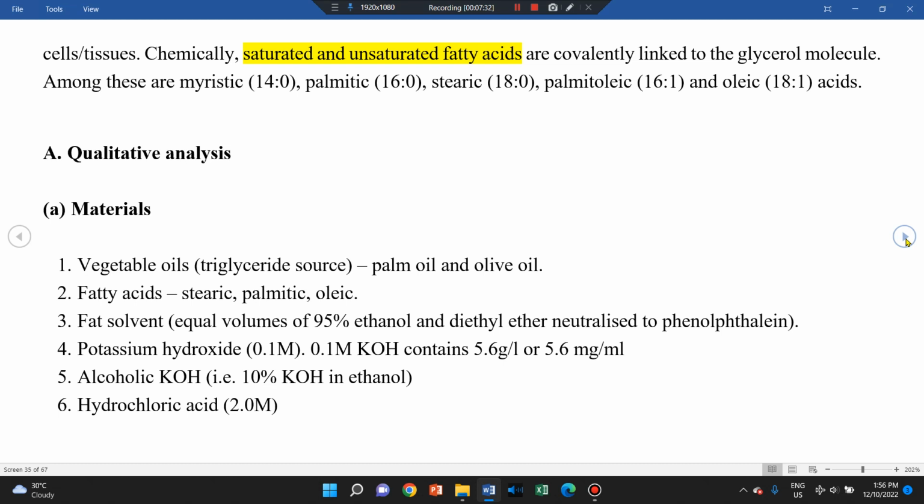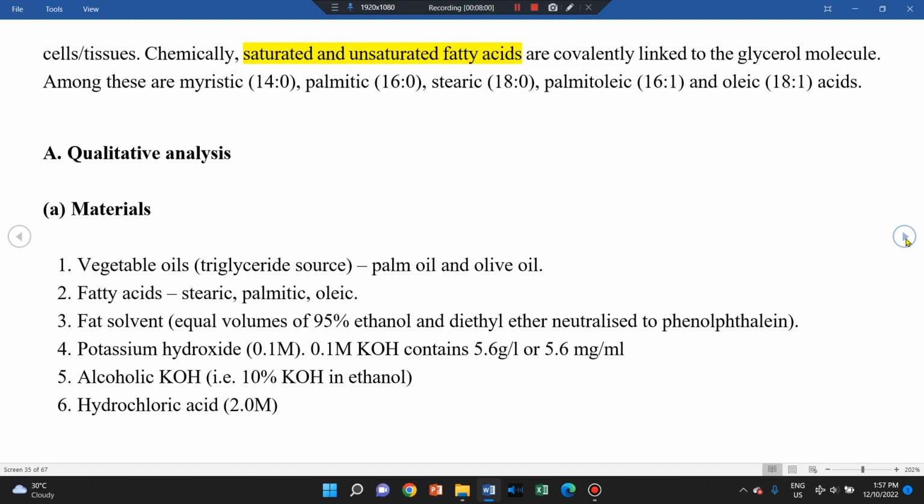And we now move to the qualitative analysis, which later we go to the quantitative. Qualitative has the materials to be prepared. Normally, this kind of practical, which is long, should be done in two sittings of 3 hours, and then another 3 hours, part one, part two. That means in 2 weeks.